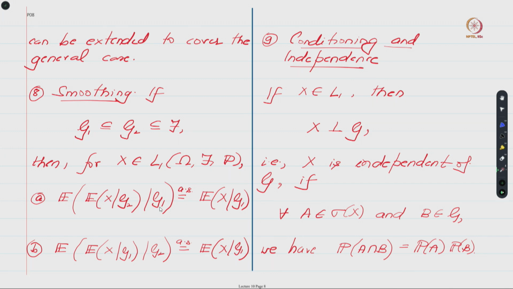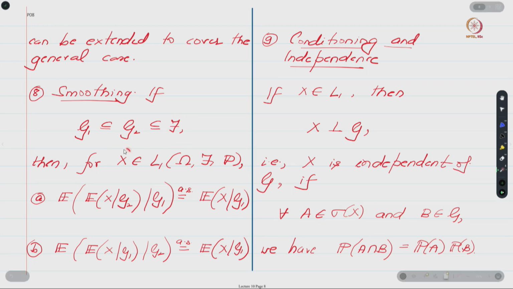Alright. So the next property, which is again a very key property that we will be repeatedly using with respect to conditional expectation, is that of smoothing, right. So what does the smoothing property say? It says that suppose you have two sub sigma fields, in particular let us say you have G1, G2 and F such that G1 is a sigma field, G2 is a sigma field and F is a sigma field, and in addition G1 is a subset of G2 is a subset of F, right.